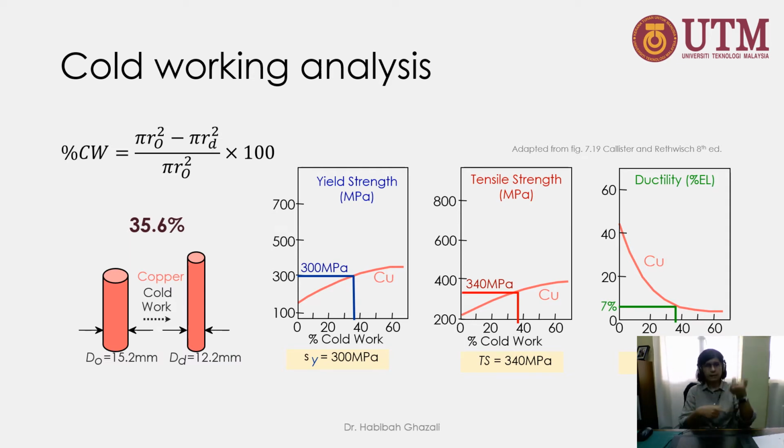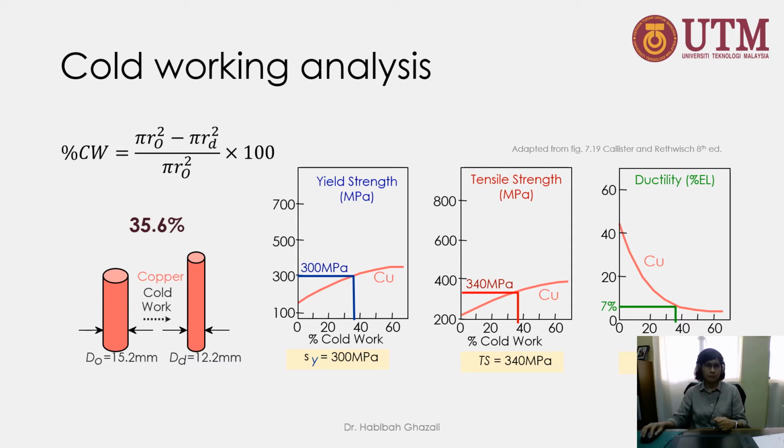So I can calculate that cold working percentage again, and we can see what's going to happen to the mechanical behavior of these materials. So obviously from its original dimension to the next previous one, the cold working percentage is going to increase. So you can see that there will be an increment in yield strength and tensile strength, but the ductility will keep reducing.